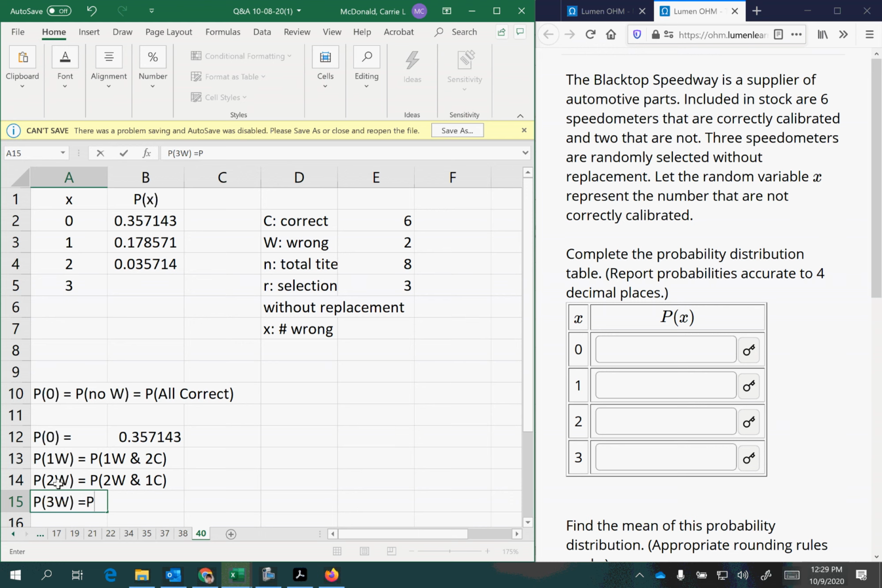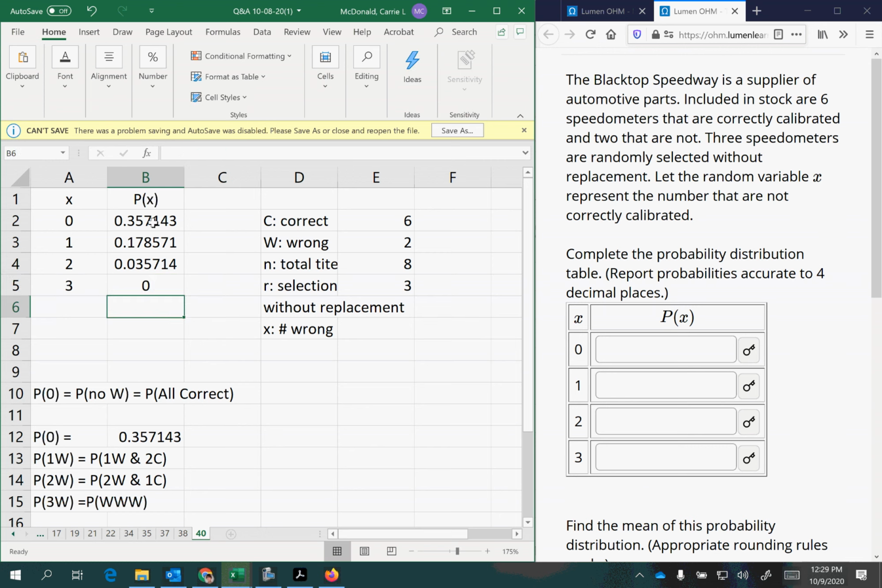So that's the probability of wrong, wrong, wrong. Okay, so how do we calculate that? The probability of the first one being wrong is 2 out of 8. The probability of the second one being wrong is 1 out of 7. And then the probability that the third one selected is wrong is actually 0 out of 6, or just 0.